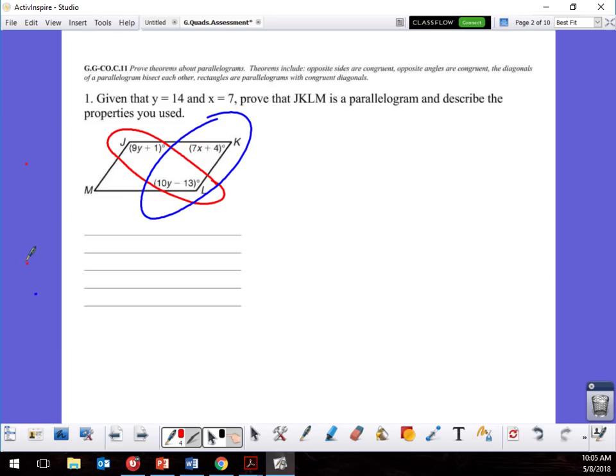So if I plug in y, so it would be 9 times 14 plus 1. Someone, what is it? 127. All right, and then 10 times 14 minus 13, which gives me 127. Hey, those are both the same. Okay, so that fulfills that property. The property that opposite angles are congruent.